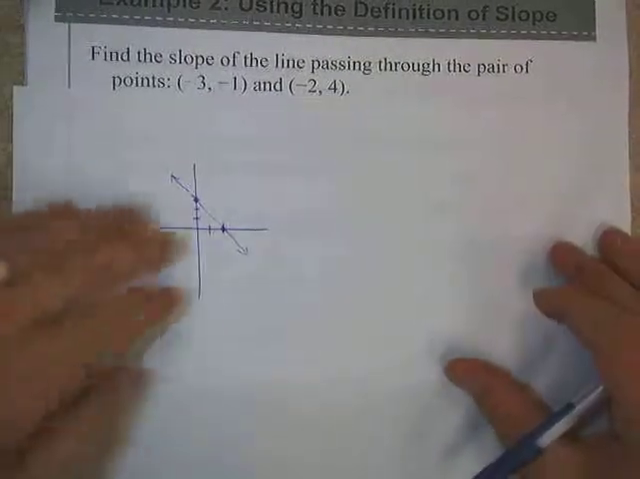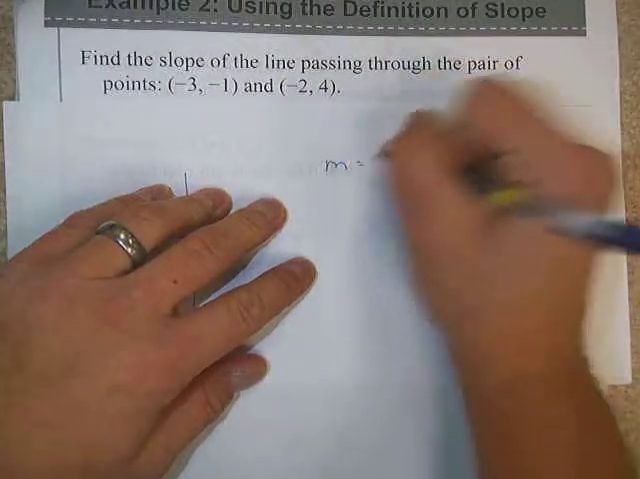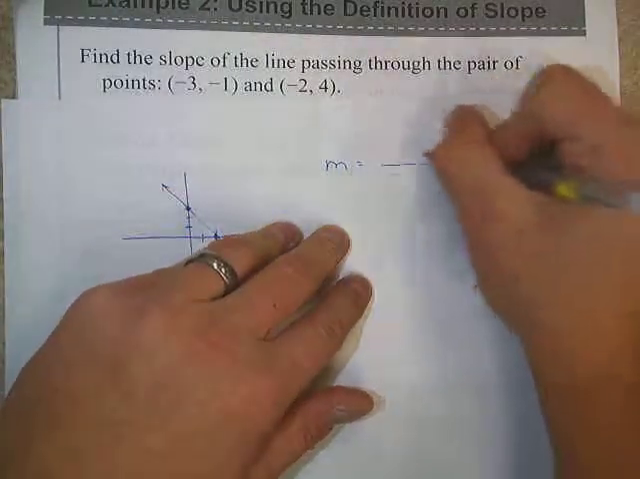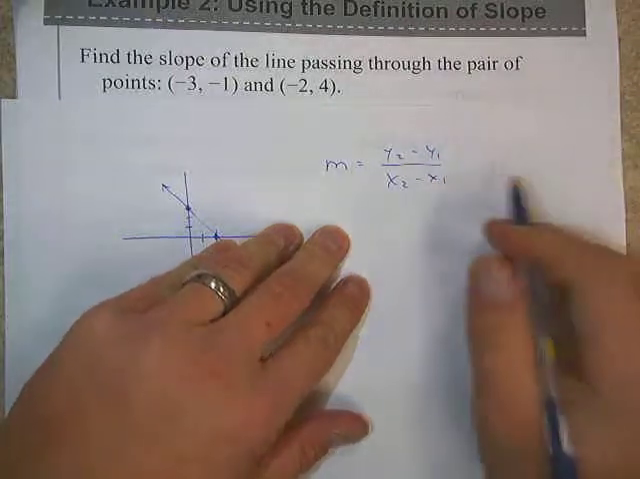So let's go ahead and, using the definition of slope, find the slope of a line that passes through these two points. If we write it down, we generally use m to represent the slope.